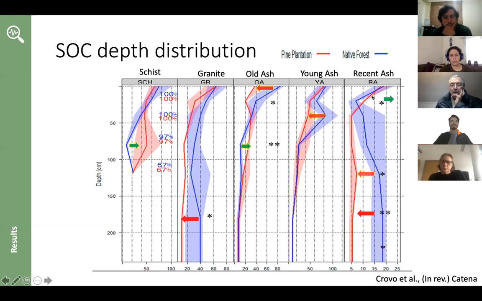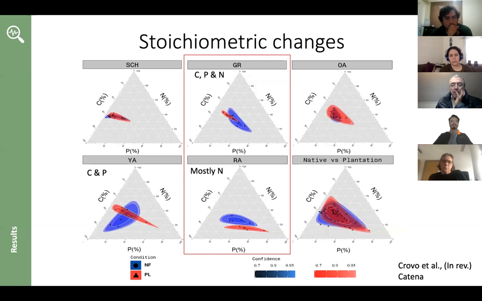We actually see in the recent ash a significant increment on the surface, but a significant decrease in the subsurface. We see some other differences in the other sites, but they're not significant. When we look at the stoichiometry, these ternary plots show us the relative change in carbon, nitrogen, and phosphorus in the different sites: schist, granite, residuals, old ash, young ash, and recent ash, and throughout all the sites.